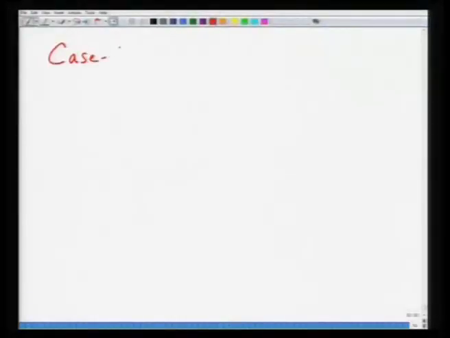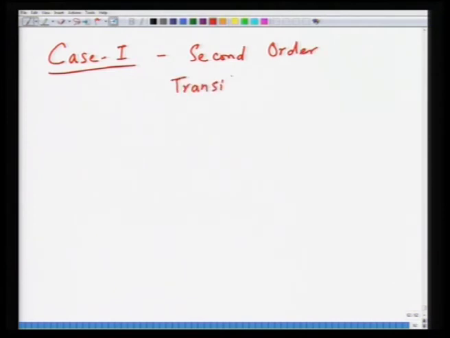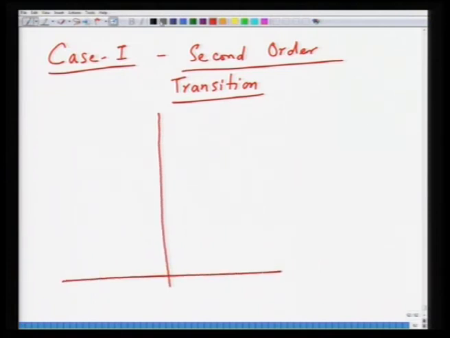So, now what we will do is that we will have a look at dependence of B on the phase transitions. So, this particular phase transition, we will take the case 1, which is called a second order transition, which is essentially, what you have when you plot free energy versus polarization. So, this is G versus P.